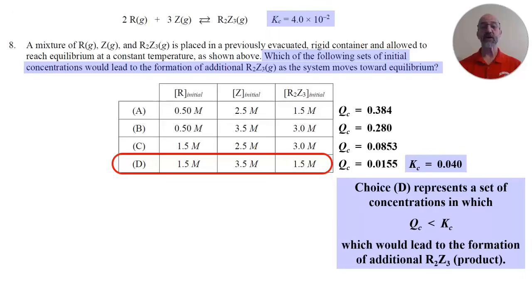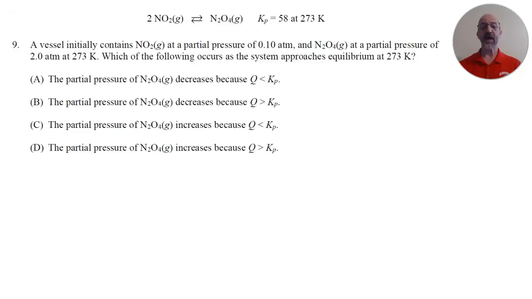Now, there is a similar comparison of Q and K in question 9. Let's go ahead and move on to question 9. So in question 9, we are given a balanced chemical equation. We see that the value of the equilibrium constant, Kp, for this reaction is equal to 58. And question 9 says the following. A vessel initially contains NO2 gas at a partial pressure of 0.10 atmospheres and N2O4 gas at a partial pressure of 2 atmospheres at a temperature of 273 Kelvin.